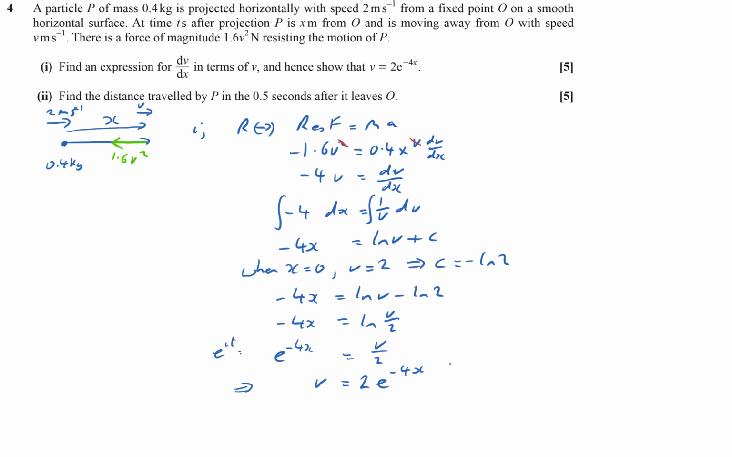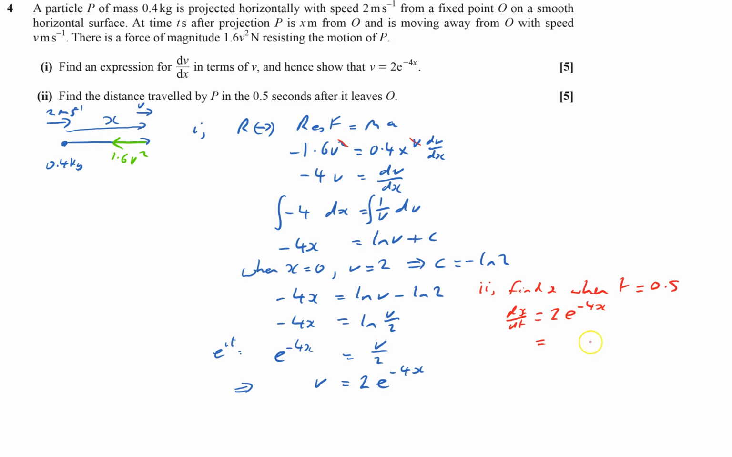That's done the first part. Let's do part 2 down here, in red as usual. Find the distance travelled, so I've got to find x when t equals 0.5. In order to do this, I need an equation with x and t, so I can replace this v by dx by dt. So dx by dt equals 2e to the minus 4x.